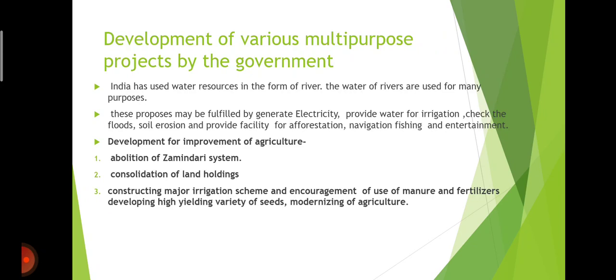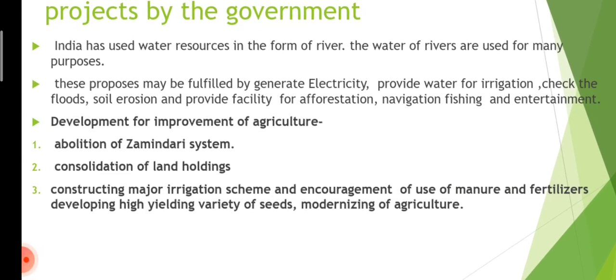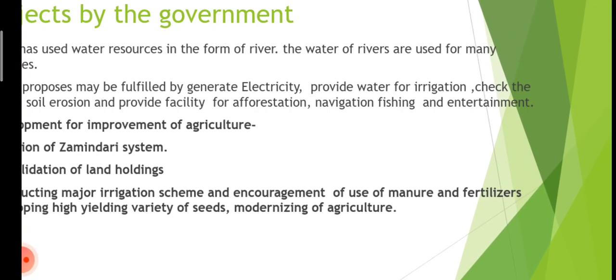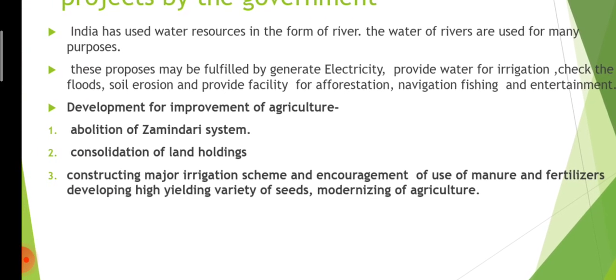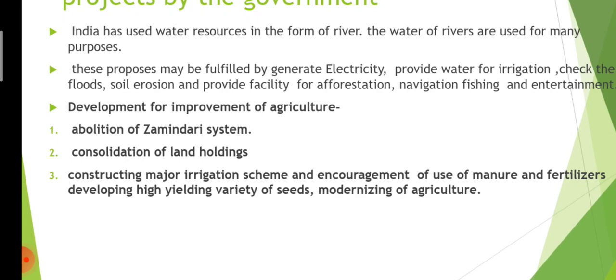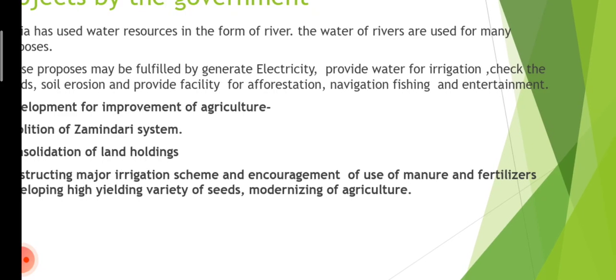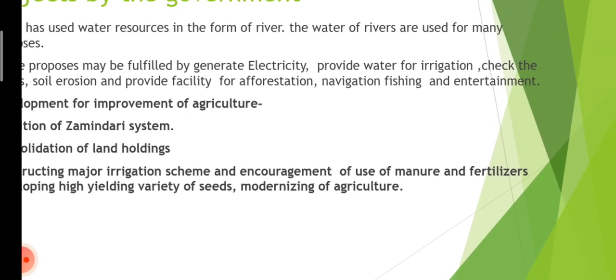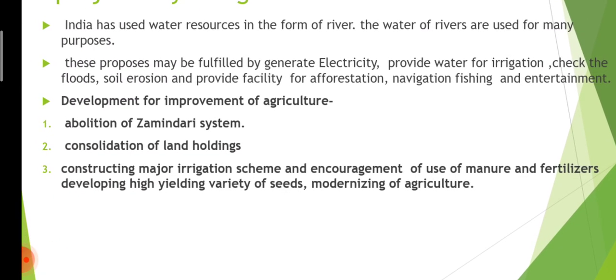Now, development of the various multi-purpose projects by the government. India has used water resources in the form of rivers. The water of the rivers is used for many purposes. These purposes may be fulfilled by generating electricity, providing water for irrigation, checking floods and soil erosion, providing facilities of afforestation, navigation, fishing, and entertainment.